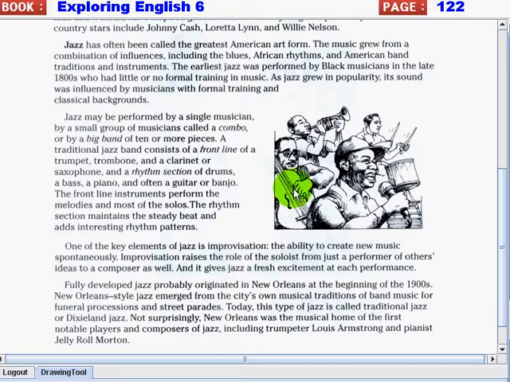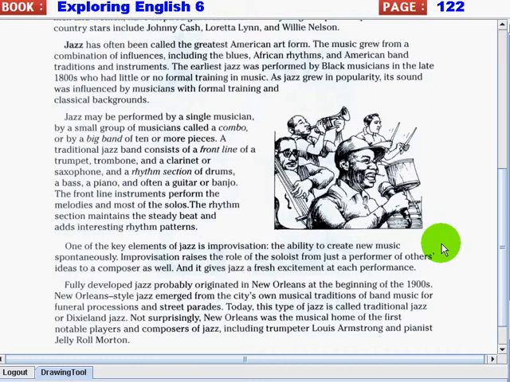Jazz may be performed by a single musician, by a small group of musicians called combo, or by a big band of 10 or more pieces. A traditional jazz band consists of a front line of a trumpet, trombone, and a clarinet or saxophone, and the rhythm section of drums, a bass, a piano, and often a guitar or banjo. The frontline instruments perform the melodies and most of the solos. The rhythm section maintains the steady beat and adds interesting rhythm patterns.